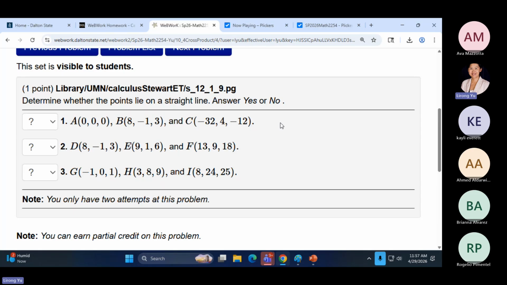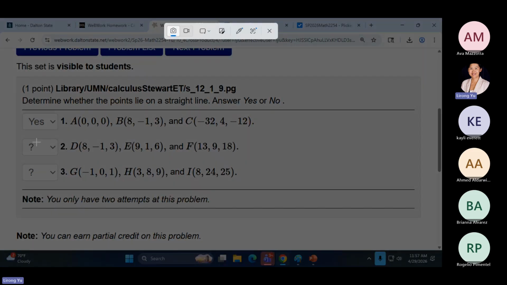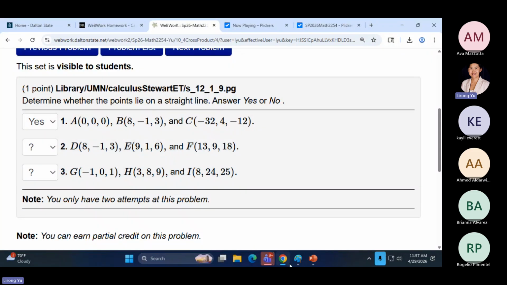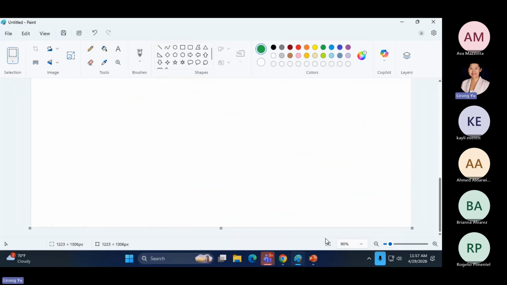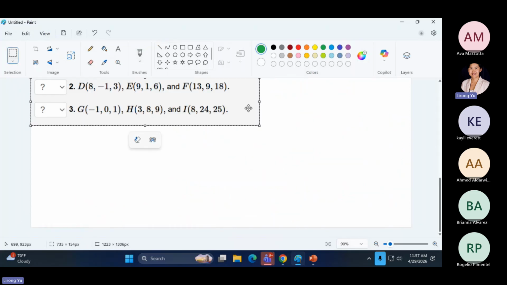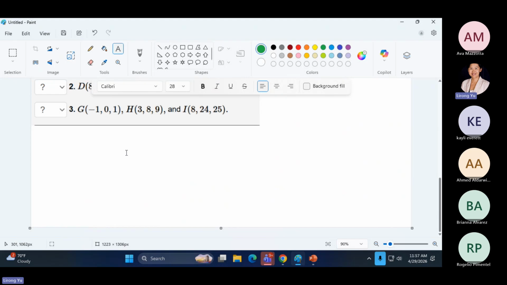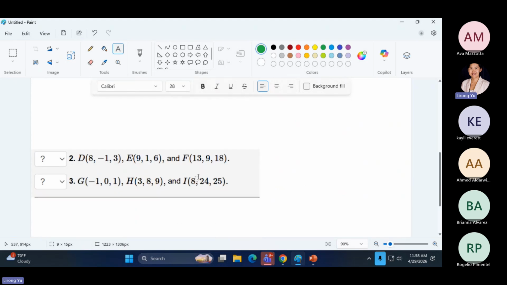If they're parallel, then their cross product equals 0. So for the first one, they are lying on the same line. Yes. The first one is easier because we have the 0, 0 vector in there. For the second one and the third one, the process will be, again, you have to find the vectors. The points are not the same as vectors. So for example, I'm going to work out question number 2, and then I'll leave you to do number 3. So for the second one, you have to find where the vector is.